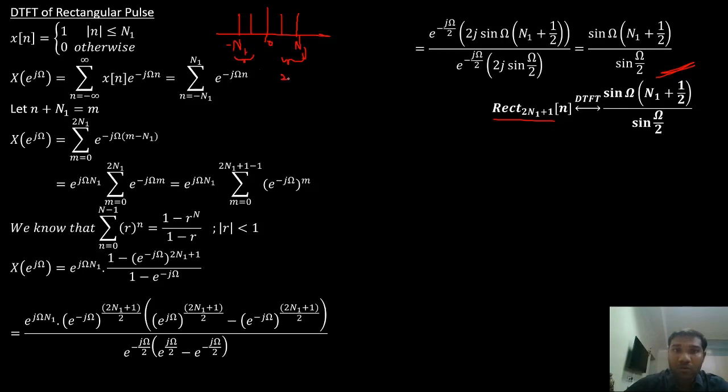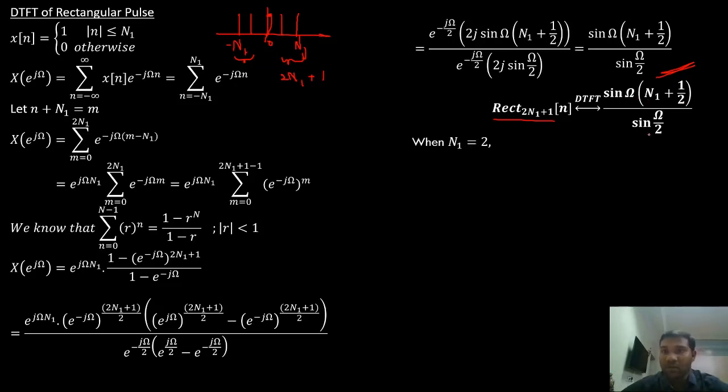So 2n1, and there is an impulse at 0 also. This is the length of my rectangular pulse. So a rectangular pulse of length 2n1 plus 1. So these many impulses, 2n1 plus 1 impulses, are there in my rectangular pulse. That is the meaning of this. For that, the DTFT is going to be sine of omega into n1 plus half, divided by sine omega by 2.